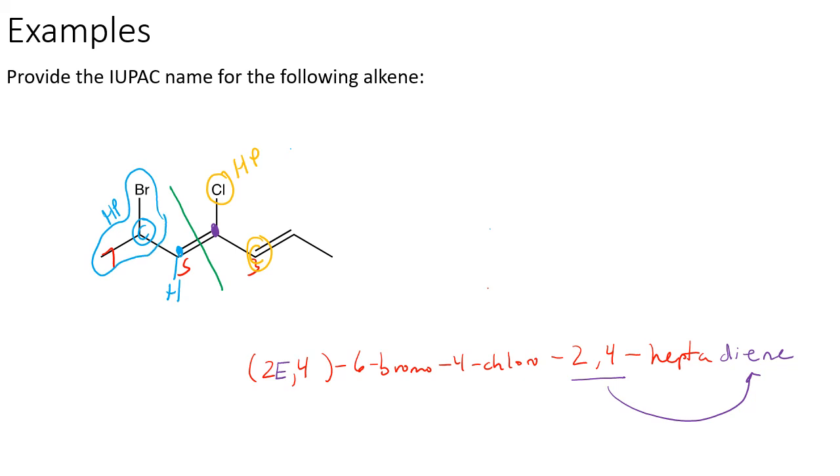In this scenario, finally, we have 2 high priority groups on the same side. Since they're on the same side, notice in this case they're both pointed up. They could both be pointed down on some molecules and still be on the same side. So this is an example of Z stereochemistry. So we write 4Z.